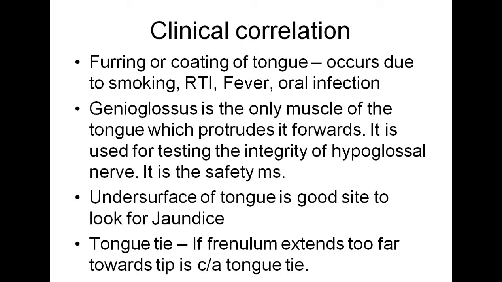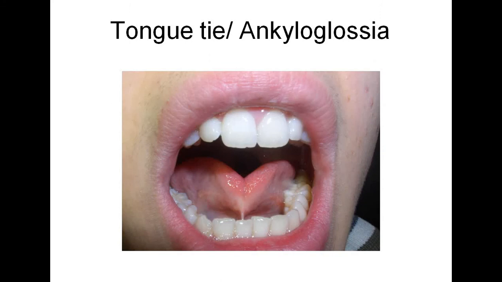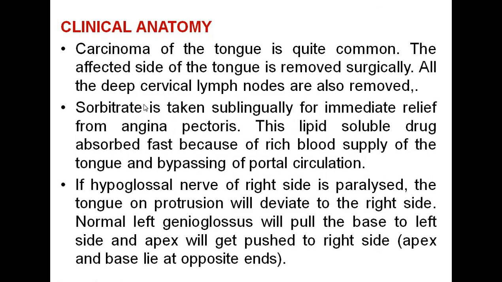Tongue tie is the condition where the frenulum extends too far towards the tip, causing tongue tie, which is also called ankyloglossia. So this is the picture showing the tongue tie or ankyloglossia. There are other embryological anomalies such as microglossia and bifid tongue that are also present.